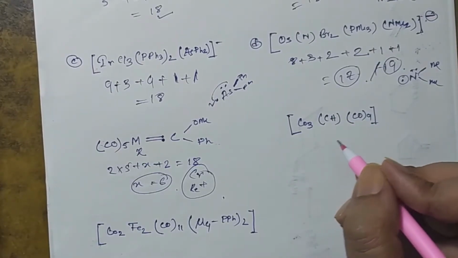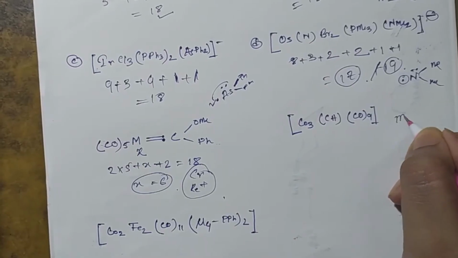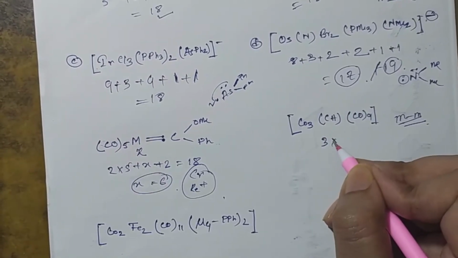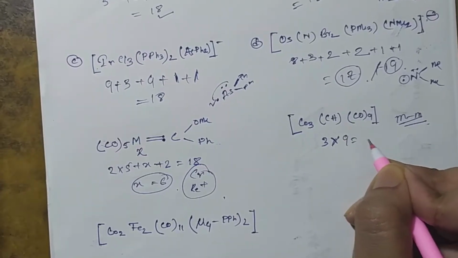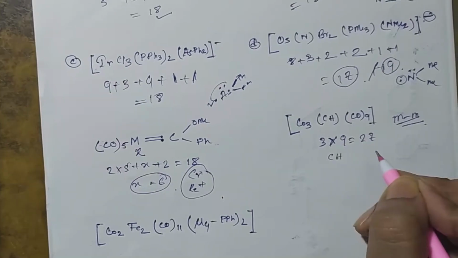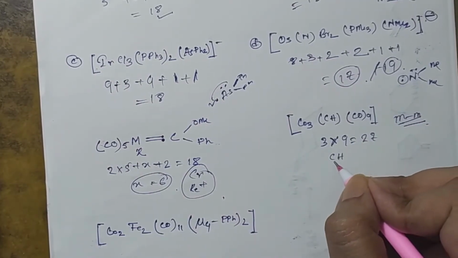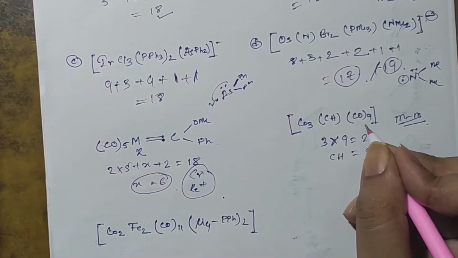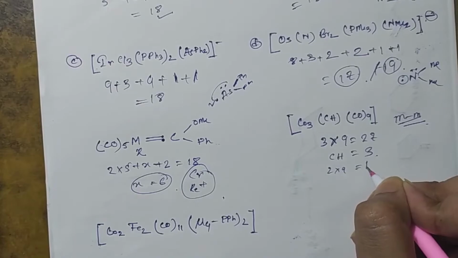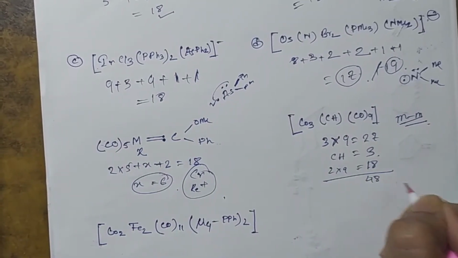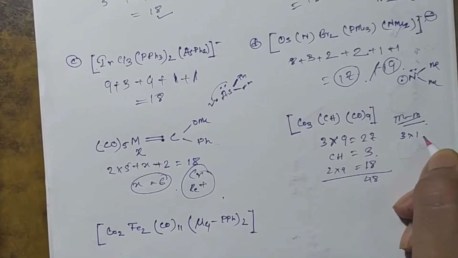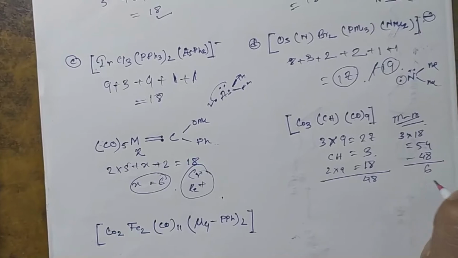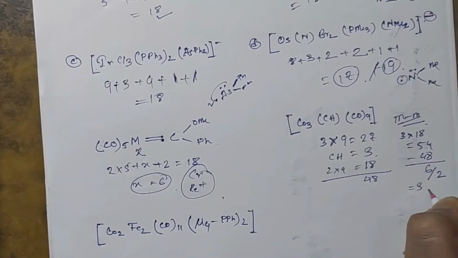The next question asked to find the number of metal-metal bonds. So first take the total electron count. There are 3 cobalt, so we get 3 into 9, 27. Then the CH: there are 4 electrons of carbon, but 1 has already participated in bonding with hydrogen, so 3 are left. There are 9 carbonyls, so 2 into 9, 2 electrons for each carbonyl. After summation we get 48. Now there are 3 metal centers, so we calculate 3 into 18, that is 54. Now we subtract 48 from 54, we get 6. If we divide 6 by 2, then we get 3. So there are 3 bonds.